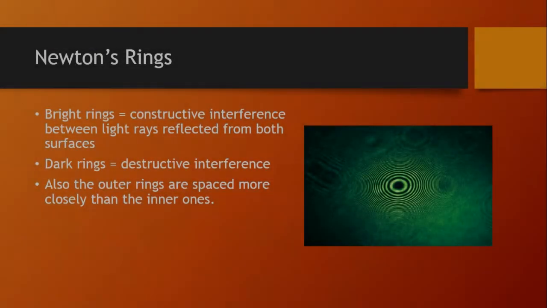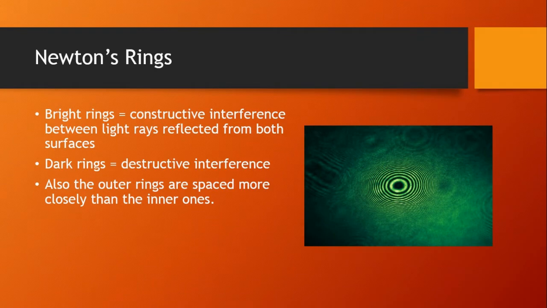In Newton rings, the bright ones are obtained through constructive interference between light rays reflected from both surfaces, and destructive interference is responsible for the dark rings. Also, the outer rings are spaced more closely than the inner ones.